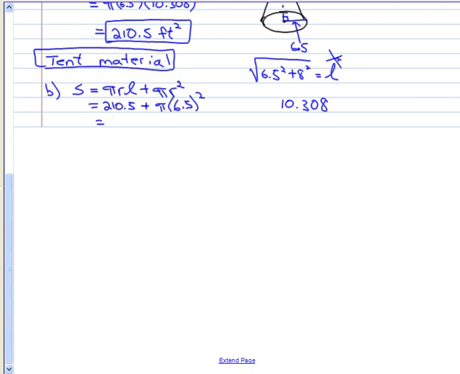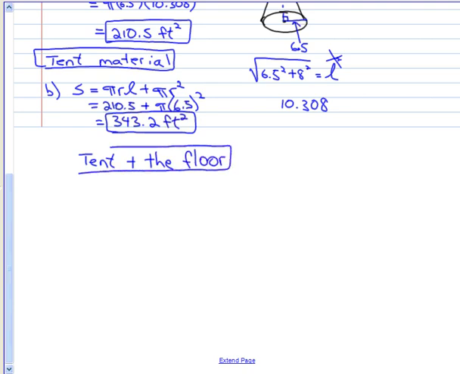343.2 is the correct number. Feet squared. So what does that represent? Yeah, it'd be the tent plus the floor. We'll call it the floor instead of the base. Now, I'm not sure why they want us to include the floor, since the one they showed us has grass growing on the floor, but anyway.